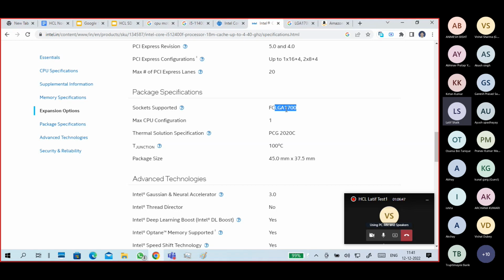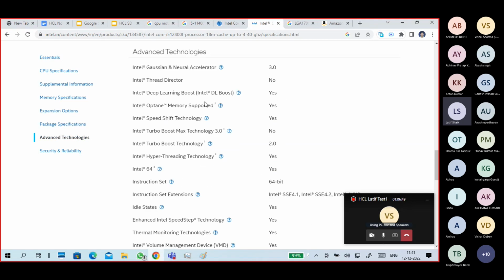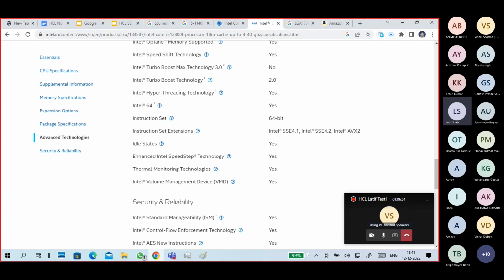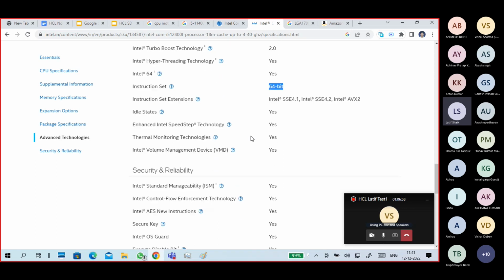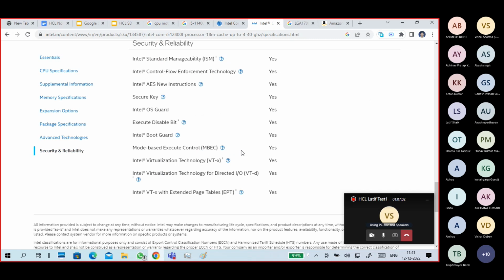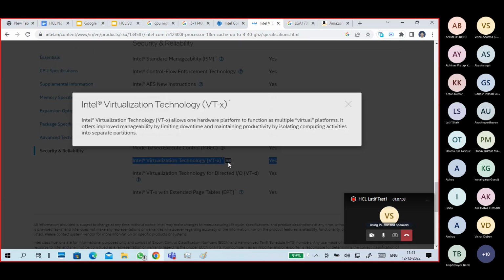So what does your motherboard support? And also other built-in features. It is a 64-bit processor, 64-bit instruction set. Additional instruction sets are there inside. Also, Intel virtualization technology is yes. It means you can run multiple virtual machines in a single machine.